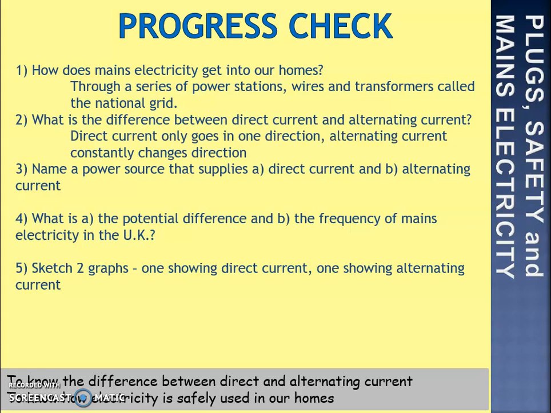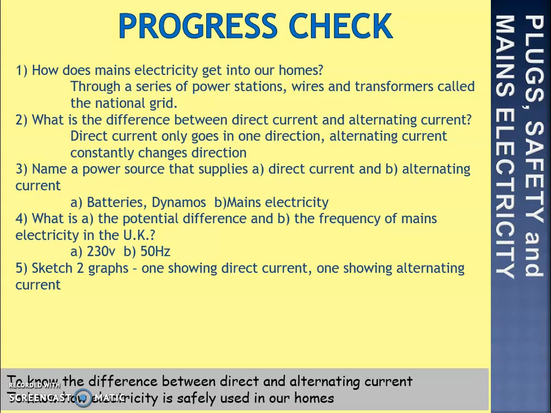Question 3. Name a power source that supplies direct current and alternating current. So direct current is supplied by batteries and dynamos, and our mains electricity, our power stations, supply alternating current to our homes. Question 4. What is A, the potential difference, and B, the frequency of mains electricity in the UK? Potential difference is 230 volts. And frequency is 50 Hz.